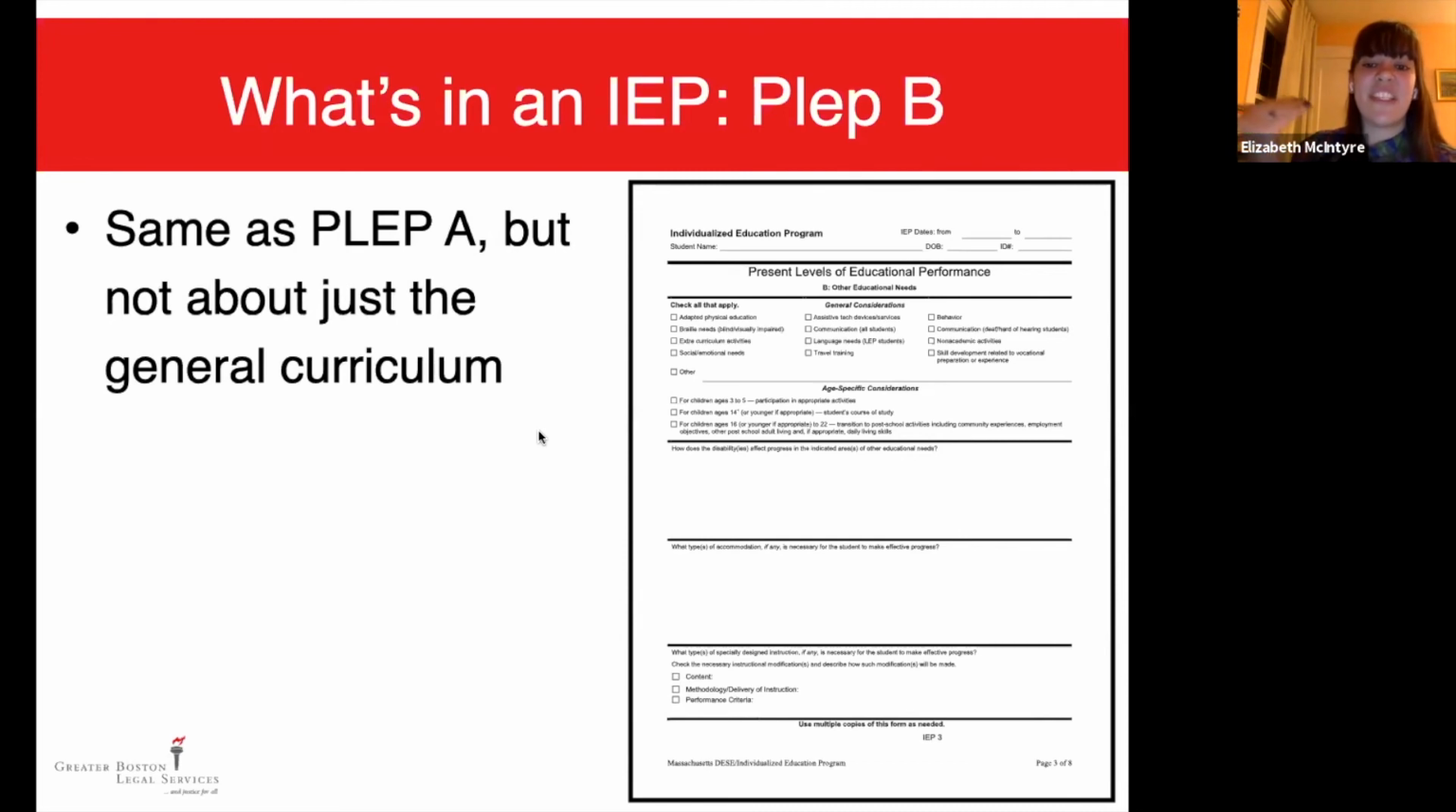And then it asks the same questions. How does the disability affect the student? What types of accommodations does the student need? And lastly, what kind of specially designed instruction do they need to make progress?